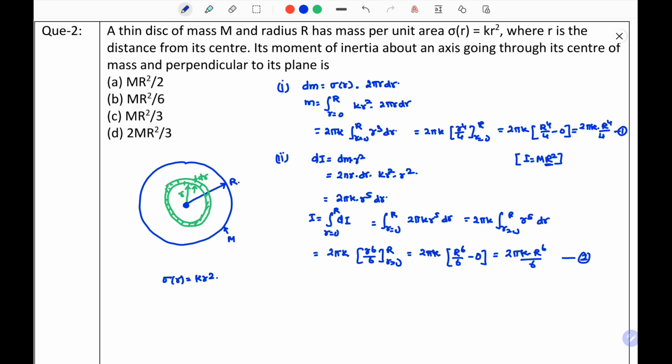Now to find the moment of inertia, we will divide equation number 2 by 1. It will give I by M, that is equal to 2 pi k R raised to power 6 by 6 divided by 2 pi k R raised to power 4 by 4. This 2 pi k gets cancelled, so it will result in R raised to power 6 by 6 into 4 by R raised to power 4, that is equal to 2 by 3 R square. So moment of inertia in terms of mass M will be equal to 2 by 3 M into R square. Hence option D is the correct option.